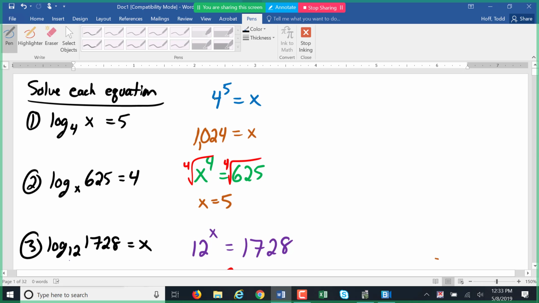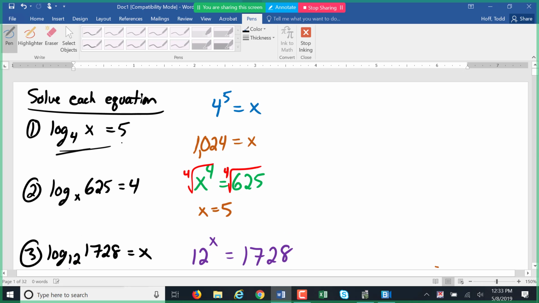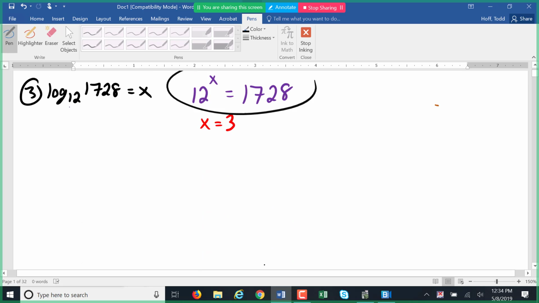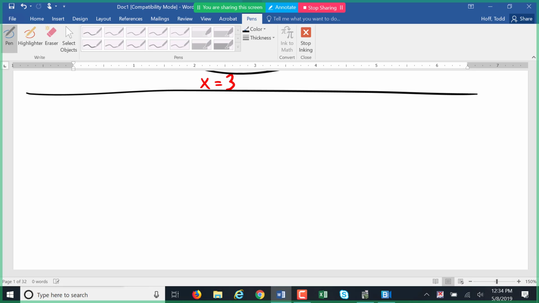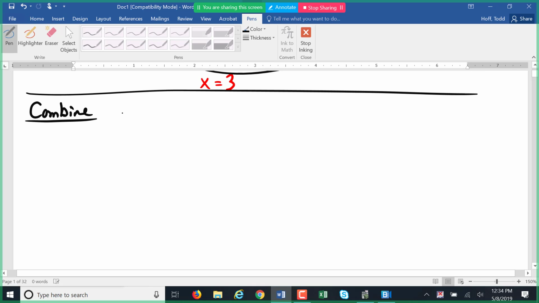So every logarithmic equation can be rewritten as an exponential equation. And of course, the other way around. The next thing I want to do is review our rules for combining and expanding logarithms.